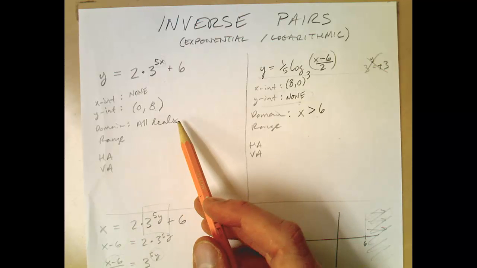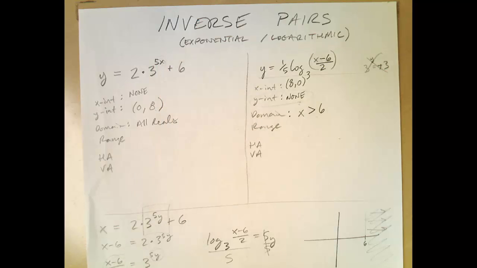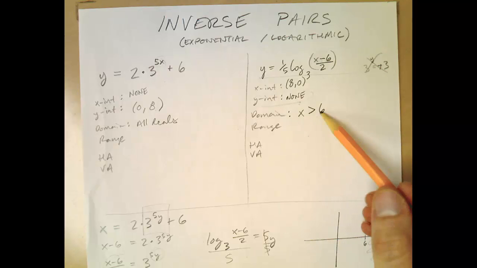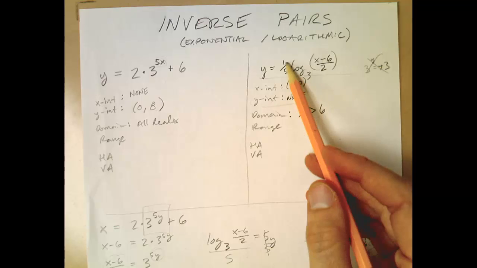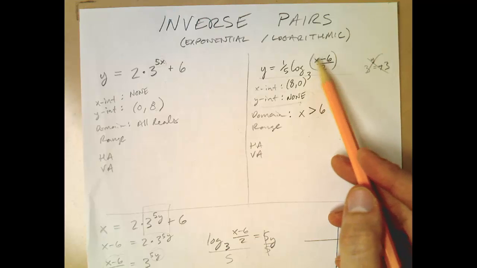So all reals is the domain in general for our exponential function, unless there's something really weird which you won't see. And then for our log functions in general, we're going to have a boundary, and usually it'll be a lower bound, but we could put a negative on this thing and make it an upper bound. Actually, the negative would be here on the variable inside.